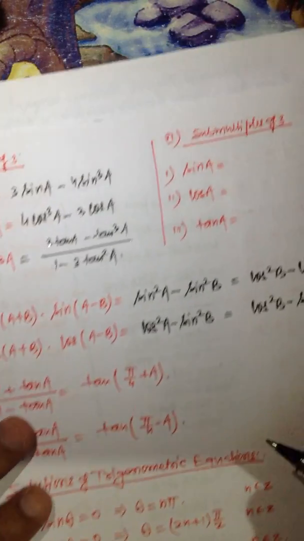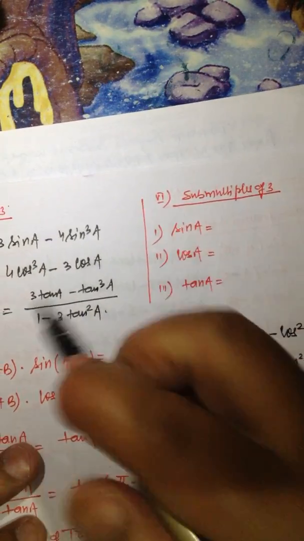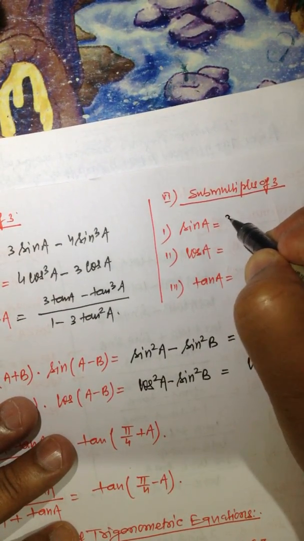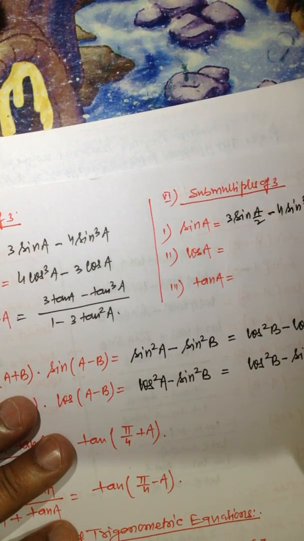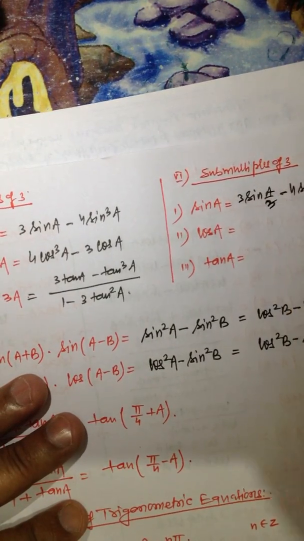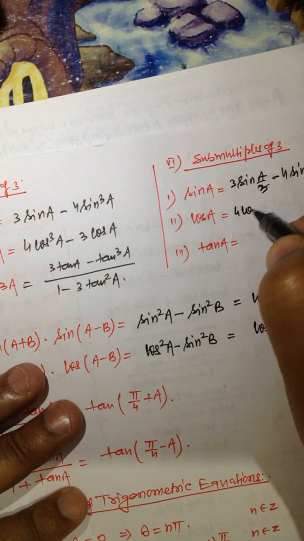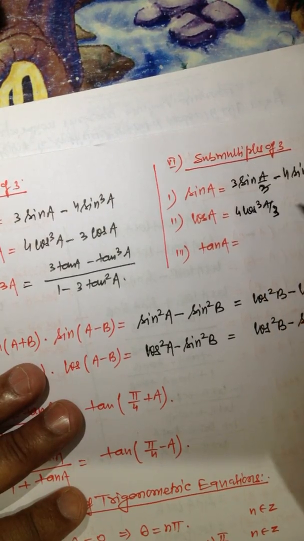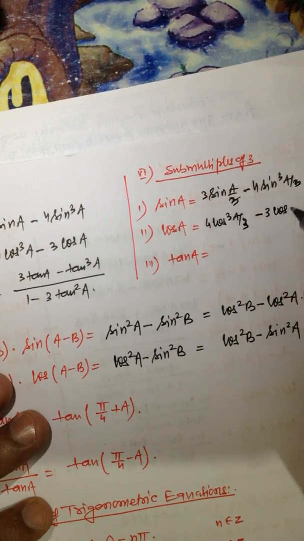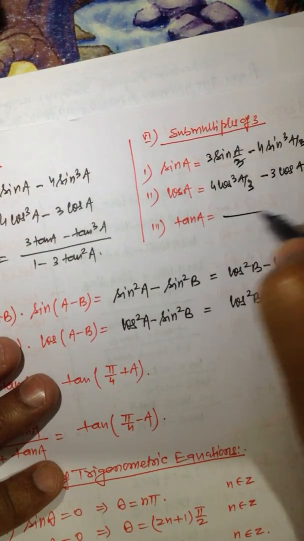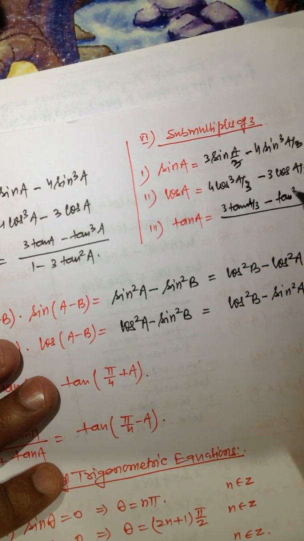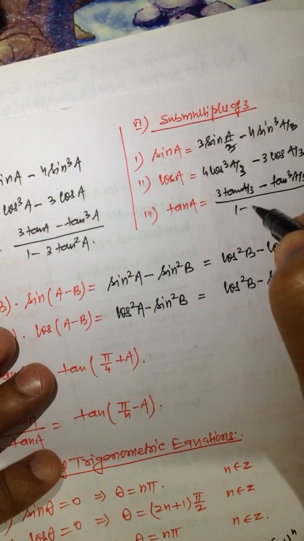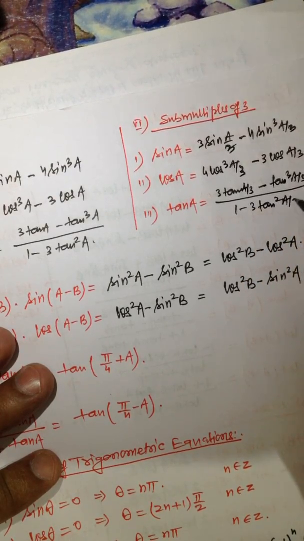How these come we can prove later on. And now some multiples of 3. If we take a, then here it will be a by 3. So 3 sin a by 3 minus 4 sin cube a by 3. Okay, cos a: 4 cos cube a by 3 minus 3 cos a by 3. tan a: 3 tan a by 3 minus tan cube a by 3 upon 1 minus 3 tan square a by 3.